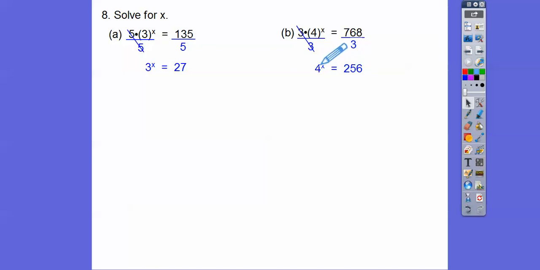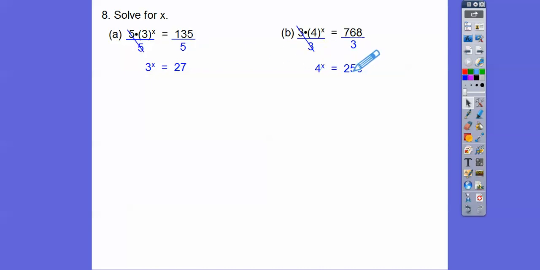Okay, in IM3 we'll learn how to do other strategies, but for right now, when we get to this stage right here, that means 27 is 3 to a power. Okay, 3 times 3 is 9, 9 times 3 is 27, so this is 3 to the third.